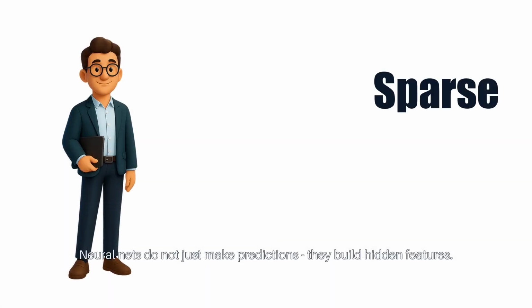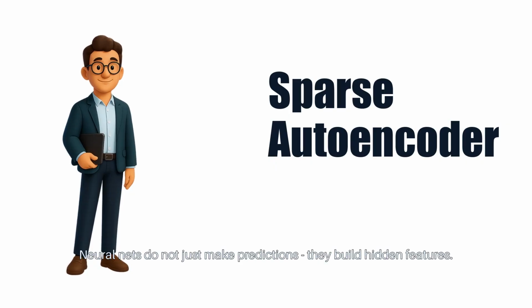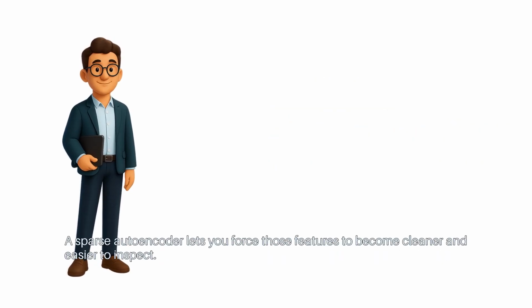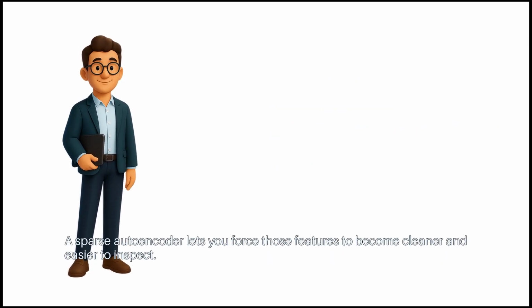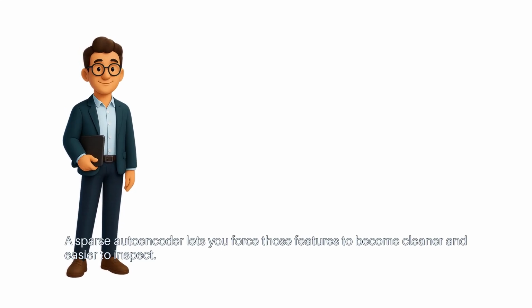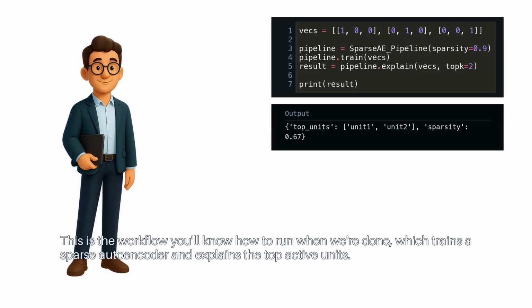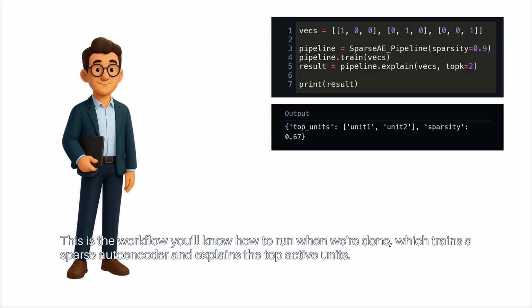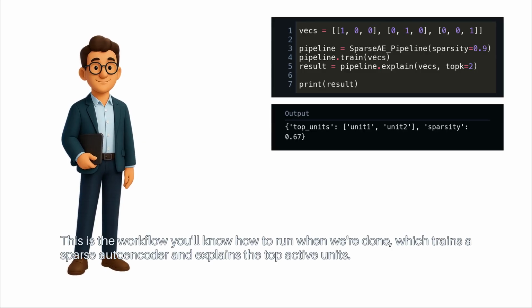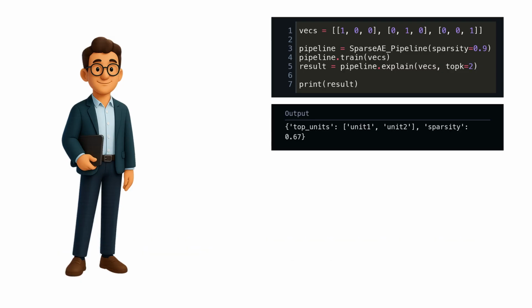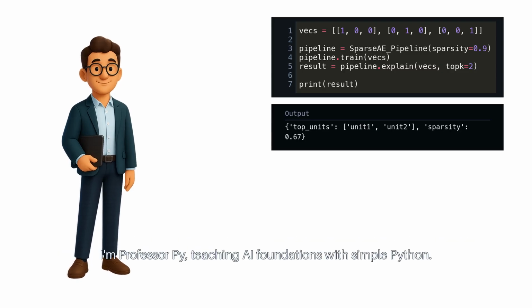Neural nets do not just make predictions, they build hidden features. A sparse autoencoder lets you force those features to become cleaner and easier to inspect. This is the workflow you'll know how to run when we're done, which trains a sparse autoencoder and explains the top active units. I'm Professor Pi, teaching AI foundations with simple Python.